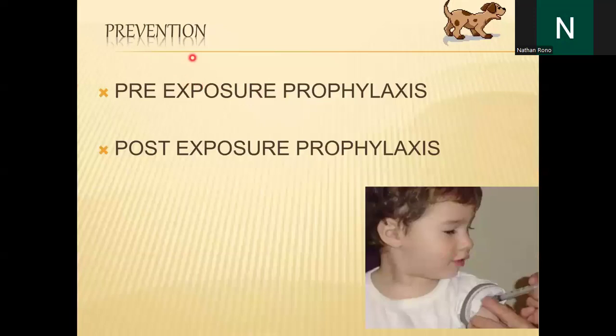Prevention. Now, if you weren't paying attention, now I want you to pay attention. There are 2 types of prevention. We have pre-exposure prophylaxis and post-exposure prophylaxis. This is known as PrEP, and this is known as PEP. So pre-exposure prophylaxis, what does that mean? You get the vaccine before an event. Then post-exposure is after the event, basically after the bite.